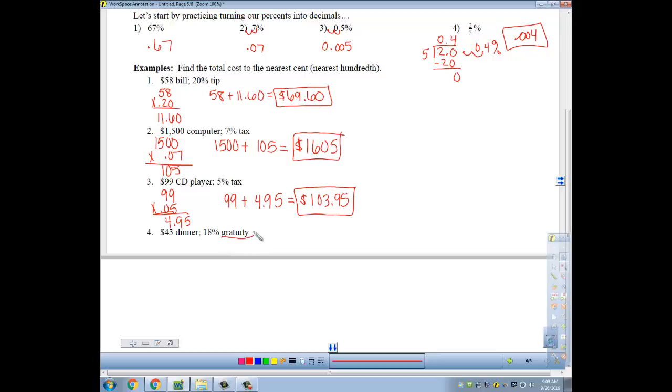Number 4, gratuity is really another word for tip. It's usually a tip when you have a large amount of people at your table, but it's still a tip. So we have $43 times 0.18, and that is $7.74. So you are going to be tipping the waitress $7.74. So 43 plus 7.74 is 50.74. Sometimes you'll be asked for just the tip or just the tax. If they ask for just that, I just want the first number. But since I want the total cost, that's why we are adding it back on.